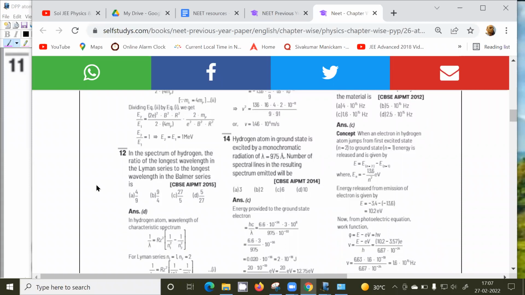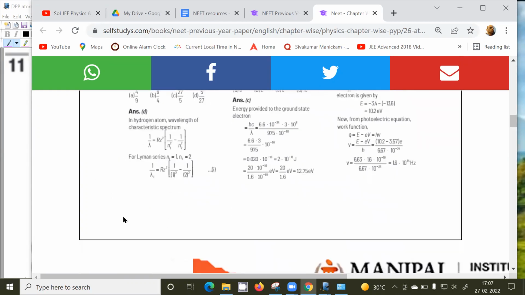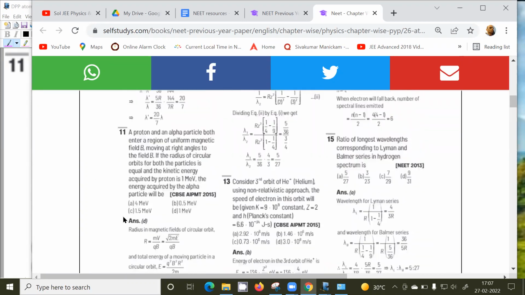Question number 12. Can you read it? Ratio of longest wavelength to the longest wavelength in the dimension. Yes, sir. Longest wavelength means shortest frequency. No, this is difficult, no?